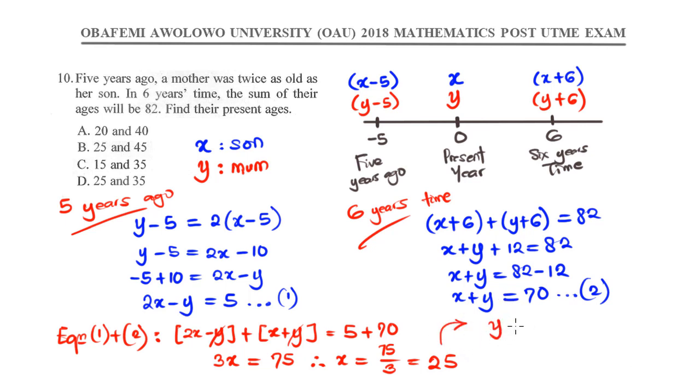So if I'm to use the value of 25 as the age of the son in equation 2, y will be 70 minus x, and that will be 70 minus 25. 70 minus 25 is 45. So presently the mom is 45 years old, while the son is 25 years old. So their present ages x and y will be 25 and 45. Option B is the correct answer.